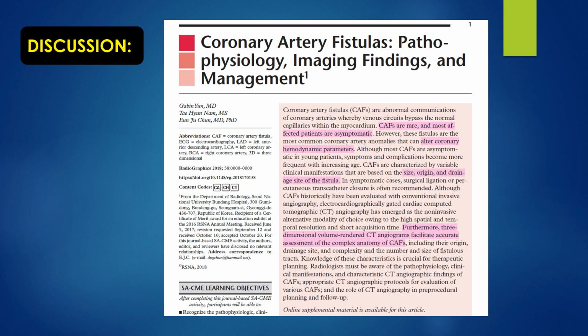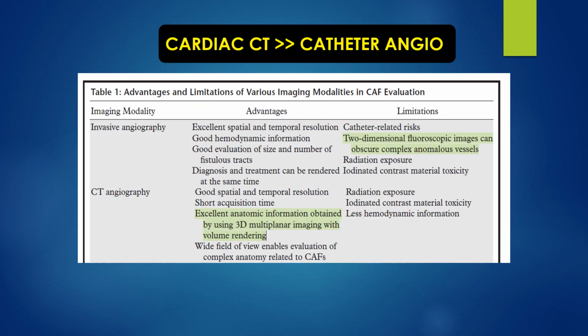So coming to the discussion, this is an excellent article that I saw on the net about coronary artery fistulas: pathophysiology, imaging findings, and management. There are a few important things that I would like to discuss about it. One thing is whether cardiac CT or catheter angio needs to be done in a suspected case of coronary artery fistula. As we saw in the previous images, the CT angiogram is excellent as far as 3D multiplanar imaging and anatomical information is concerned.